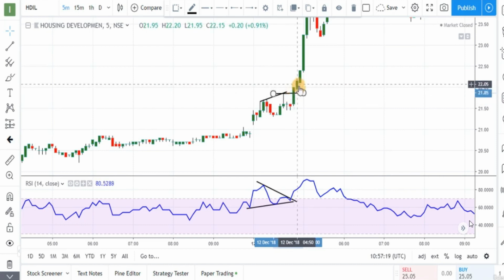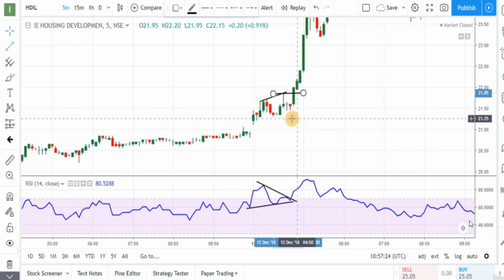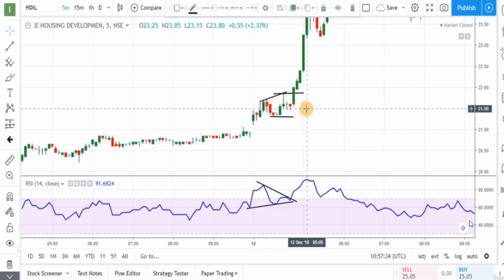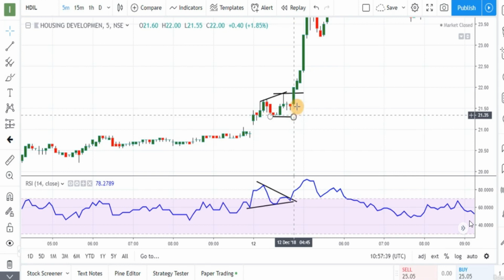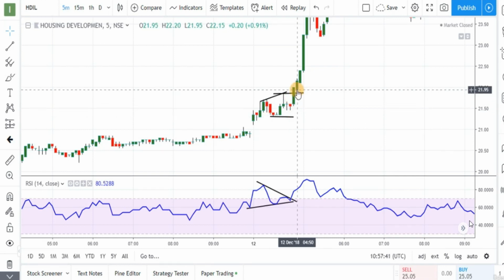So we can make our entry at the open of the next candle, and our stop loss will be the support level of these candles. See, these candles are moving in a range and this is a support level, so this will be our stop loss level, and this is our entry position at the open of this green candle, this next candle.